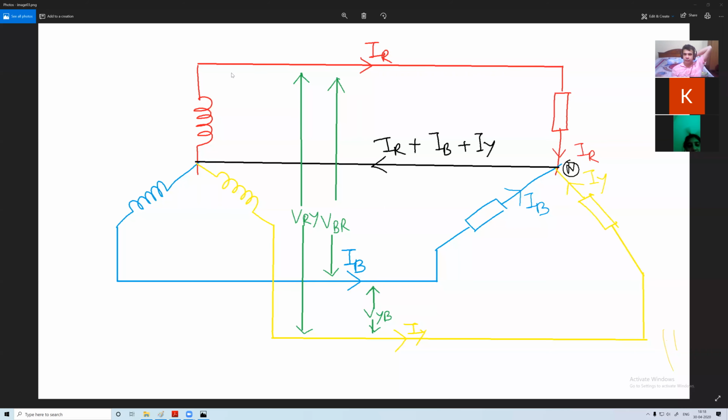Current flowing through the red phase is IR, blue phase is IB, yellow is IY, and the voltage difference is given like here. Note that these are the line voltages. If we had phase voltage, it is connected like this from here to here. So let us derive the relationship between the phase voltage and the line voltage.